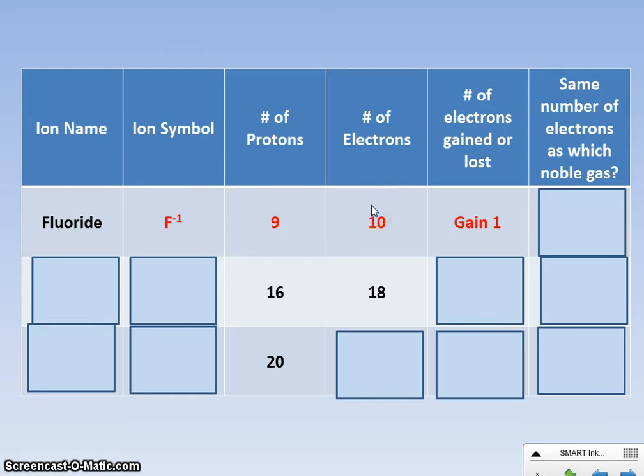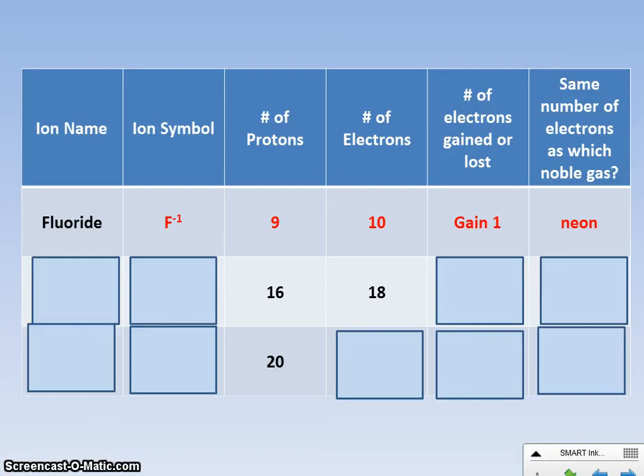Now, we want to know, what noble gas is this fluoride ion trying to be like? Remember, they're trying to be stable, just like all of that group 8 elements. So which element has 10 electrons? If you look at your periodic table, that would be neon. Neon has an atomic number of 10. Okay.